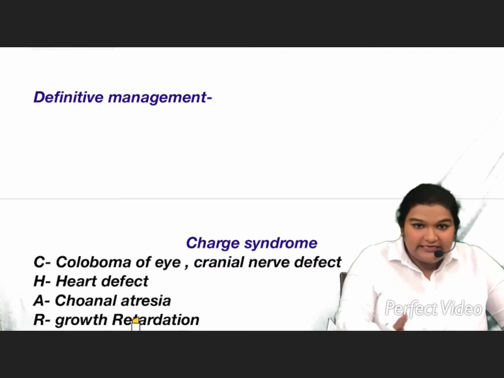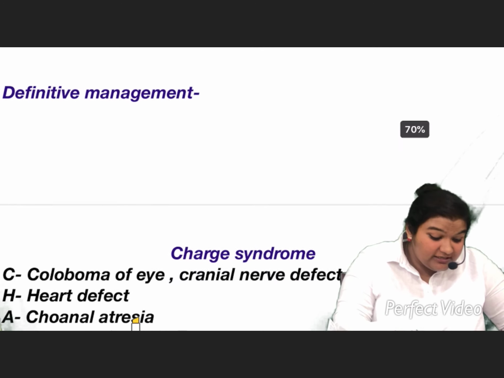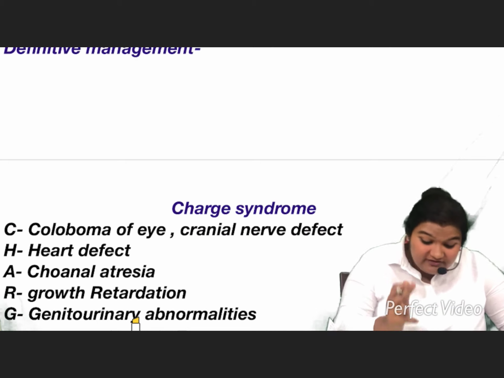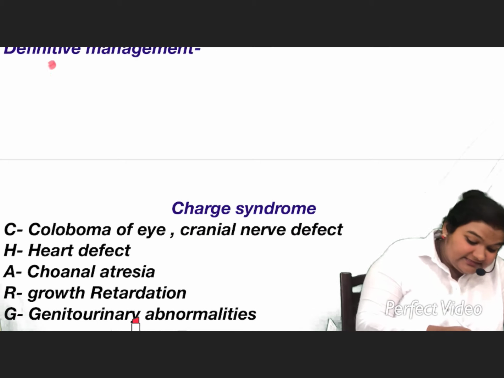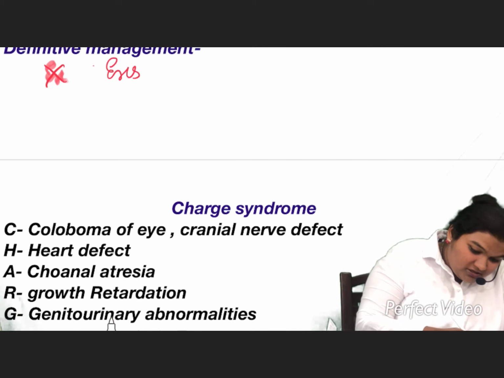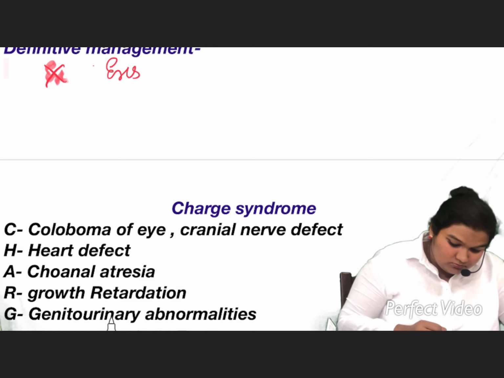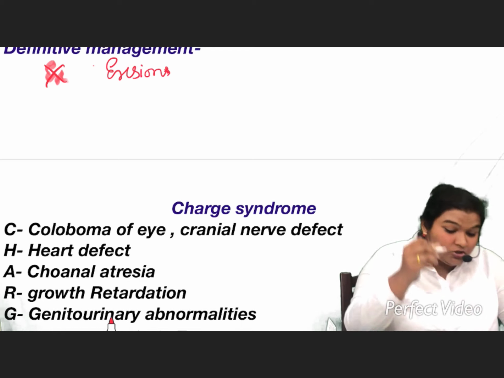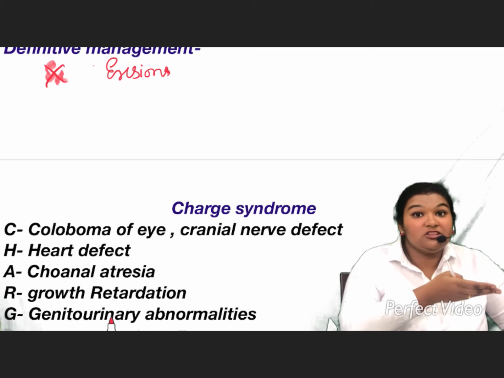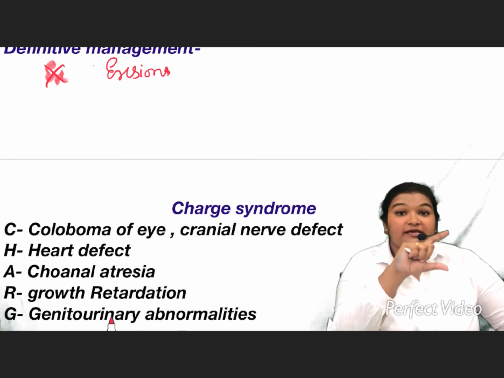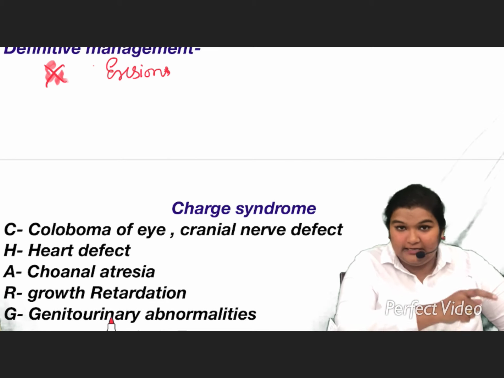So there must be a definitive management, or we need to do the definitive management of this case. And the definitive management of this case is excision. Sorry, I'm so sorry, it became white. Excision. So we will cut open the bucconasal membrane and hence we will get a patent posterior nare.